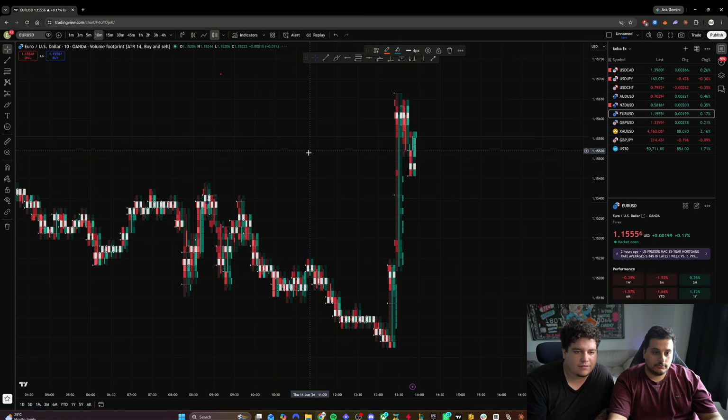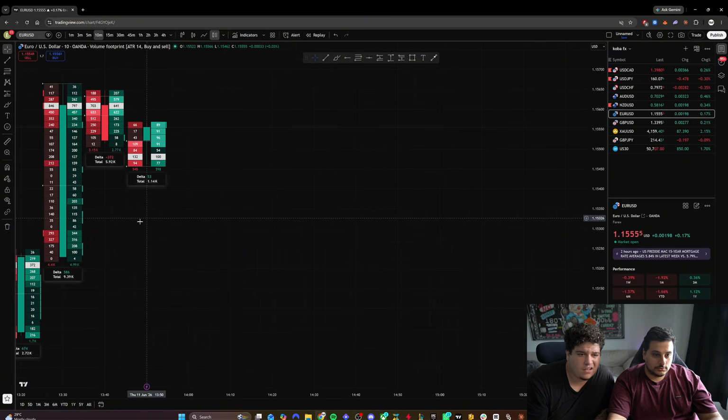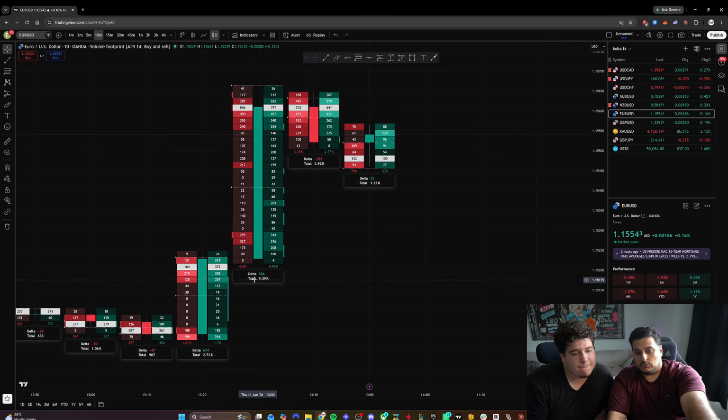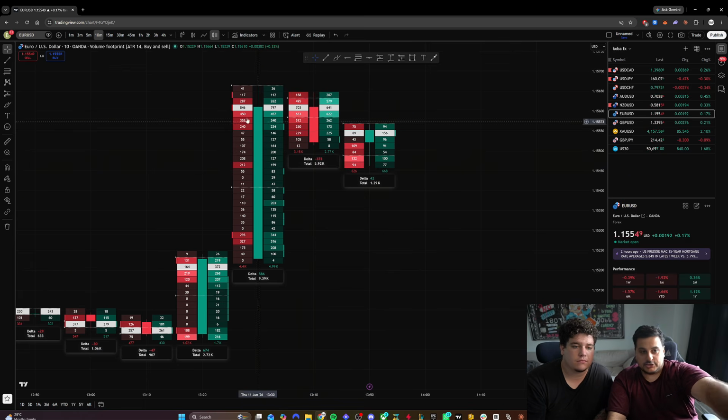If we go to a volume footprint chart and we zoom in, you can see people's orders in real time. So there's a lot of sellers up here, and then there's not much sellers here, and then there's a lot of buyers down here in these sections. So in total, there was way more buyers because the delta is green. If it's red, there's usually a negative delta. This is very advanced. I'll teach you that after.